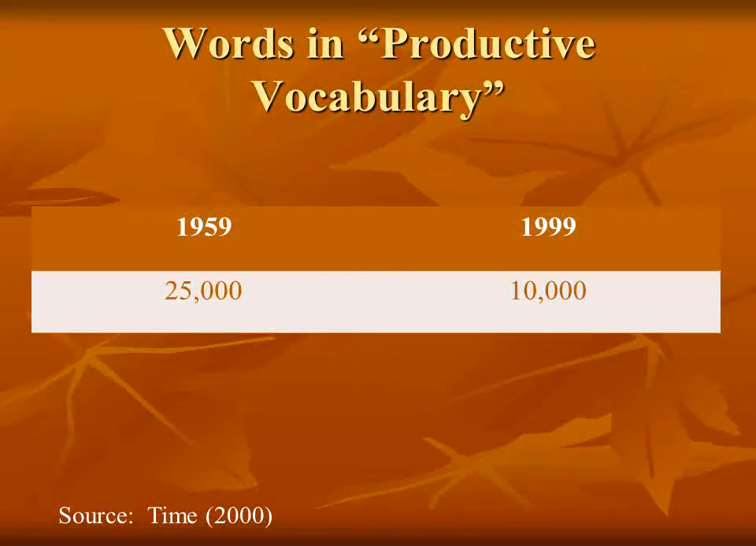A Time magazine study showed that the average 18-year-old had 25,000 words in their productive vocabulary in 1959. By 1999, that number had dropped to about 10,000. Please take a little time to think about why this number has dropped so significantly. I'd like you to share your ideas when we meet face to face.